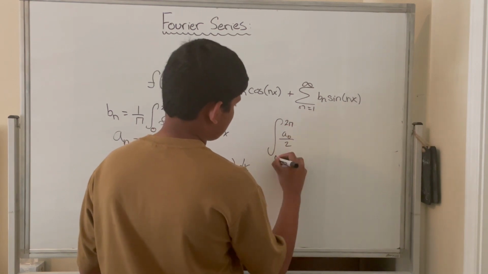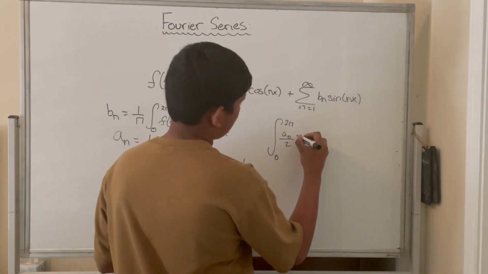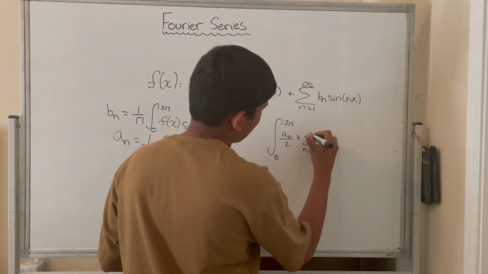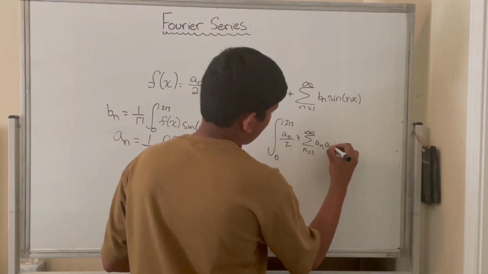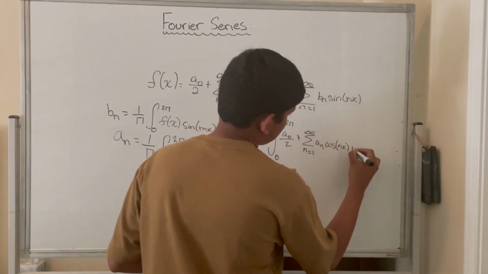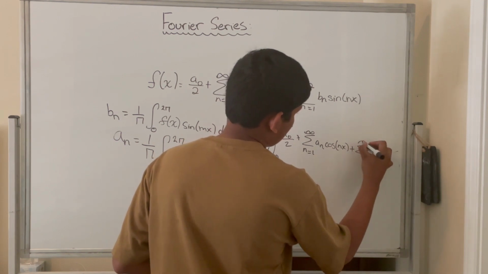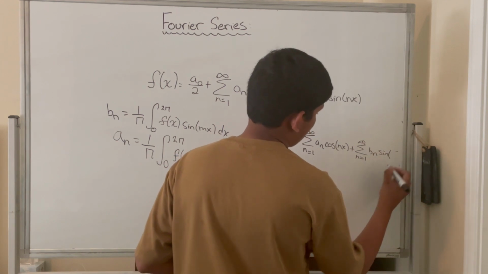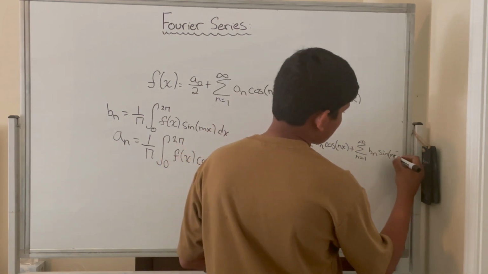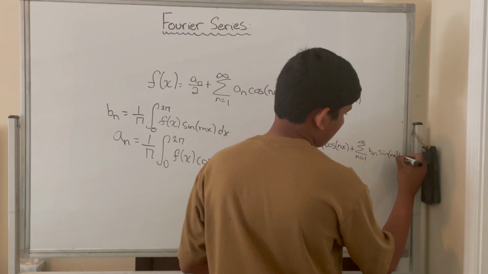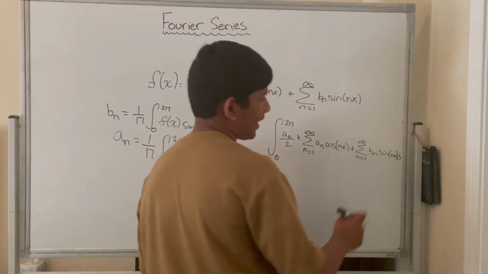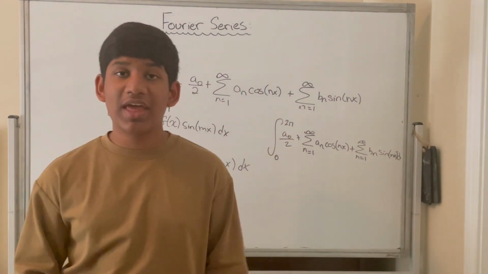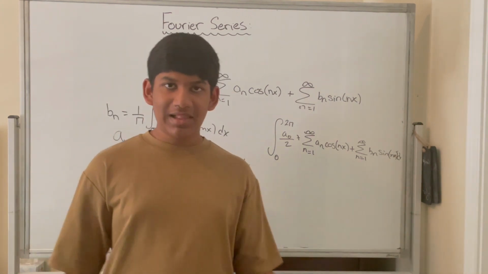2 pi and then 0. And we have plus the summation from n equals 1 to infinity of a_n cosine of nx plus the summation from n equals 1 to infinity of b_n sine of nx. But the smart thing to do is just integrate it with respect to x. Now, that's the real thing. When we integrate with respect to x, let's just see what happens.